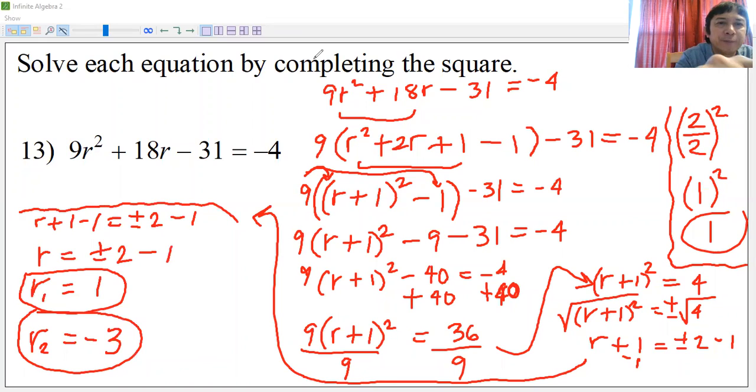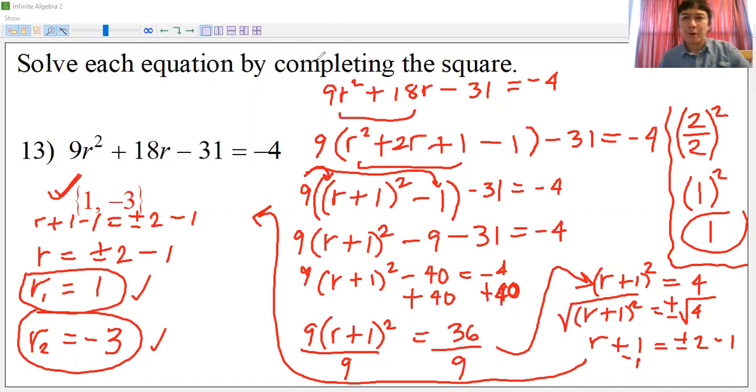Let us verify. Let me just clear that part. You can see above my first line, that's 1, negative 3. You can very well see it here, 1 and negative 3. Exactly our answers, 1 and negative 3. So our answer is correct. I hope you were able to follow the step-by-step procedure. So that will be for number 13. Our answers are correct.